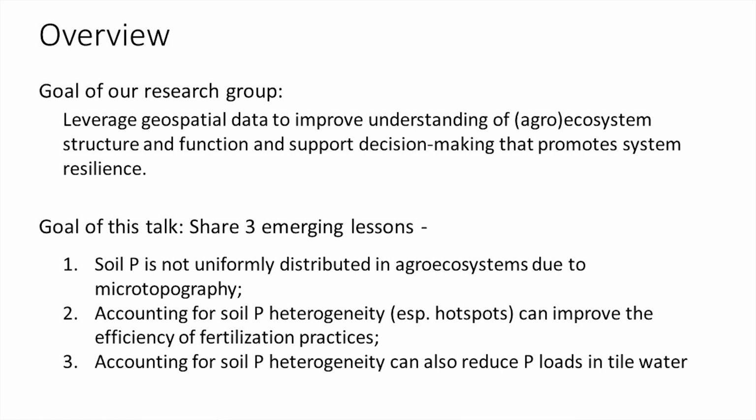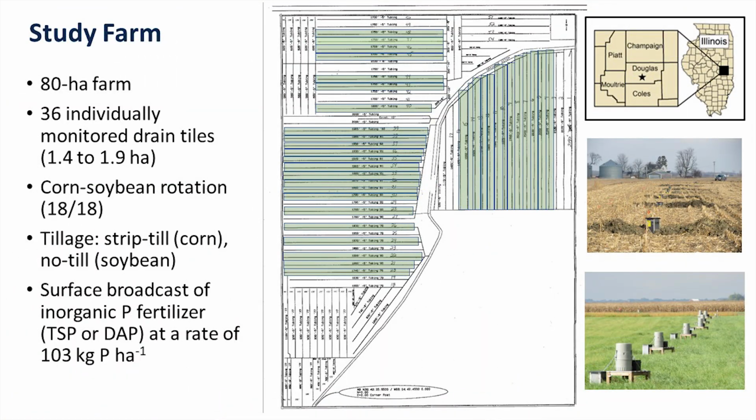One is that soil phosphorus is not uniformly distributed in agroecosystems due to microtopography, and this has some important implications. One is that understanding this heterogeneity, this non-uniformity, and specifically locations where we have hotspots of soil phosphorus, can really improve fertilization efficiency. And the second implication or consequence of understanding this heterogeneity is that it can potentially reduce phosphorus loads in tile water. So again, I'm going to try to come back to these lessons, but also help you understand how we've come to appreciate these in the first place.